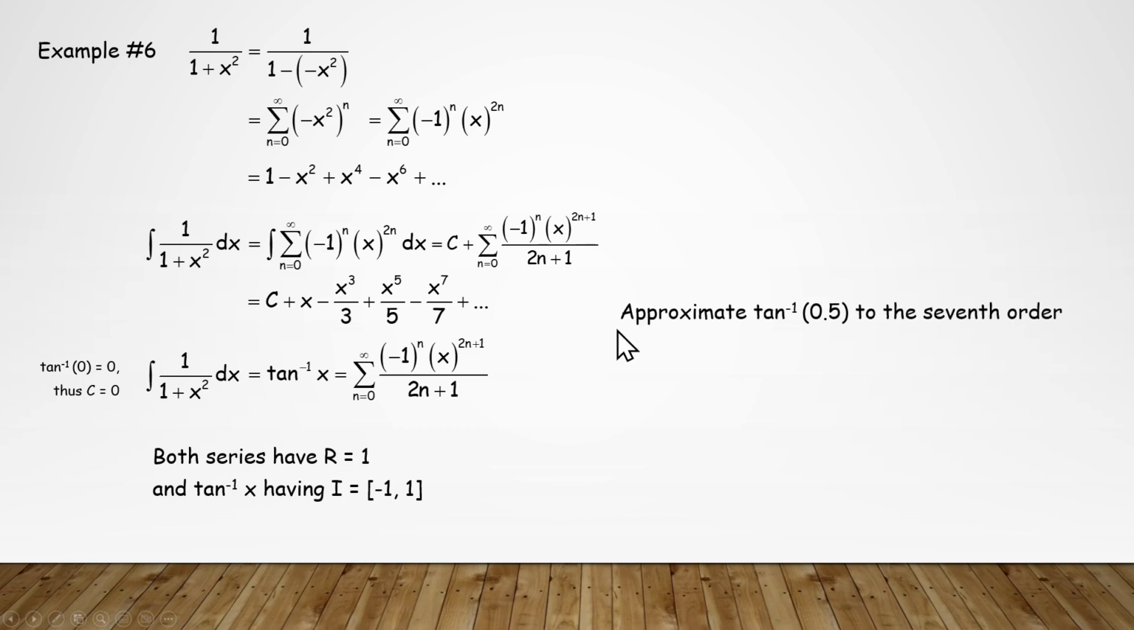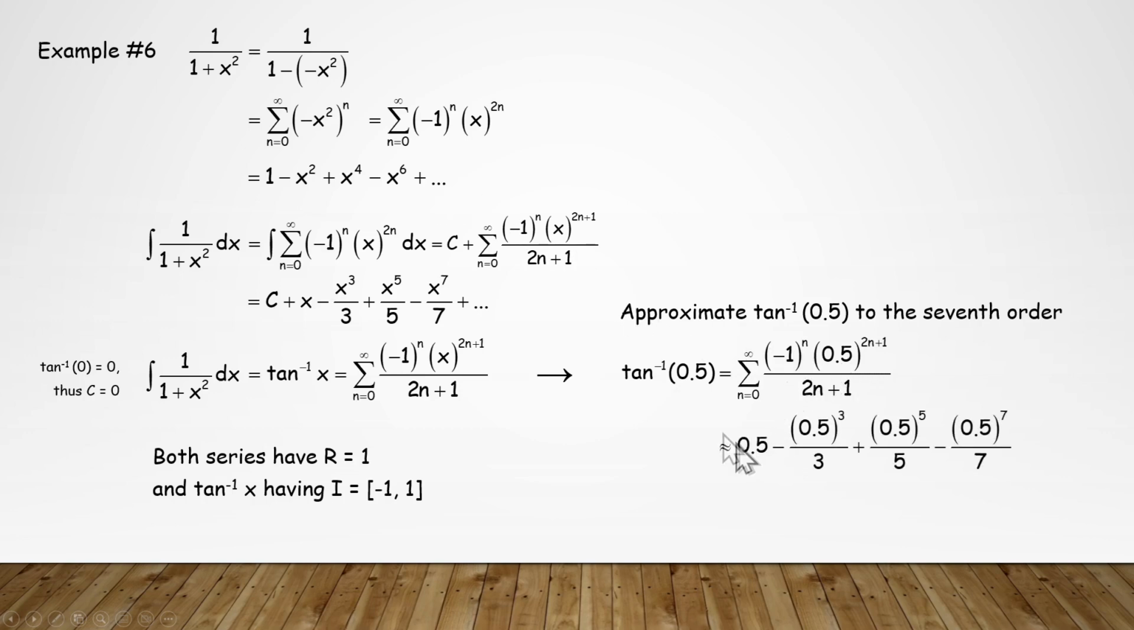So if I wanted to approximate tangent inverse of 0.5 to the 7th order, I can plug the 0.5 into our formula right here, remembering this being 0. And that's what I'm about to do. So if I plug the 0.5 into the x spot, it is going to be put here and here and here and here. That being 0 is gone. And so I came up with a value of 0.4634672619. Now remember, that's an approximation.